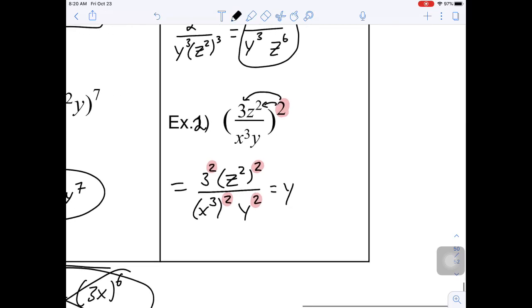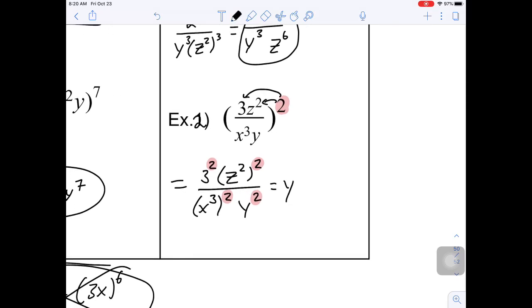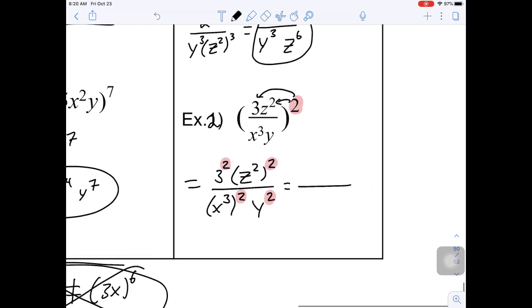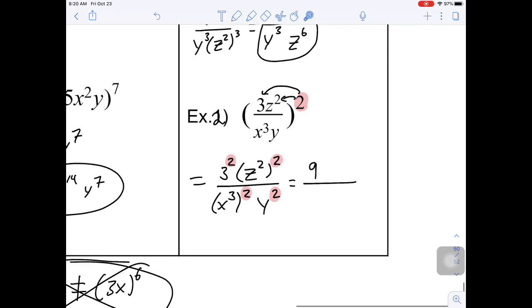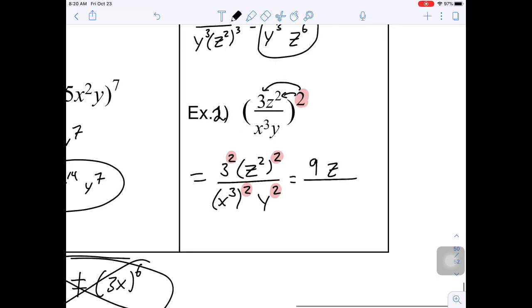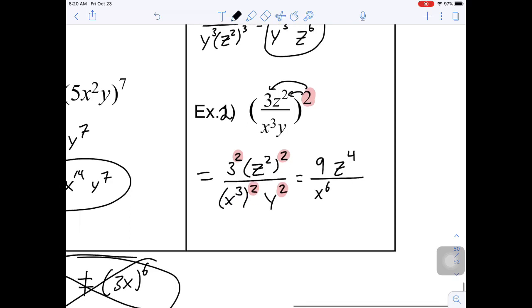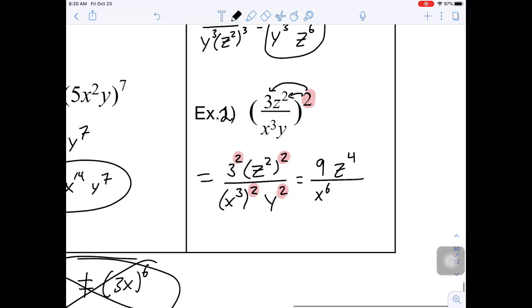And now from there, I don't know why I wrote y there, we are now going to simplify. So 3 squared, that is 9. I apply my power to a power rule, so 2 times 2, which is 4, z to the power of 4. I'll apply my power to a power rule, 3 times 2, which is 6. And then y squared. And I can't simplify anything further because all of the values I have are all different variables and numbers, okay?